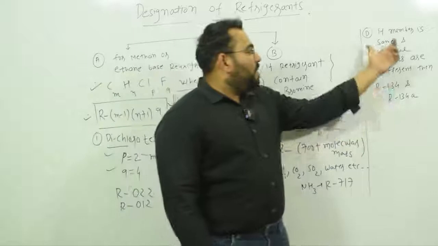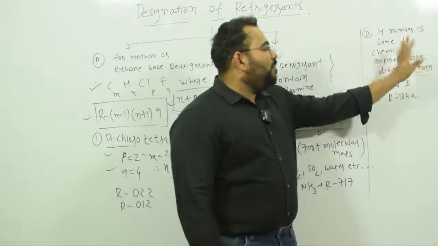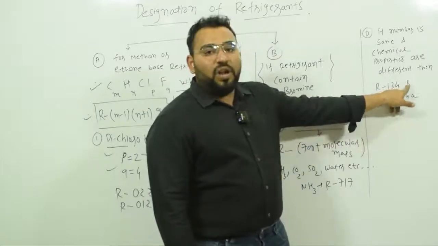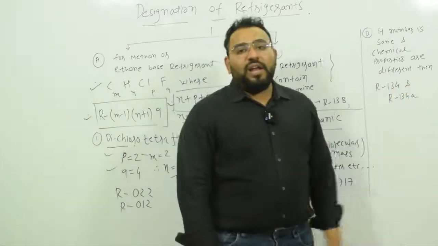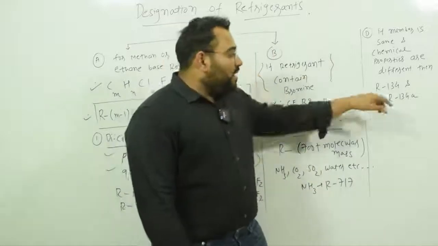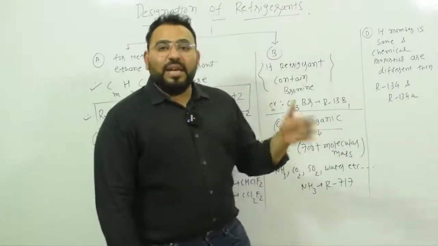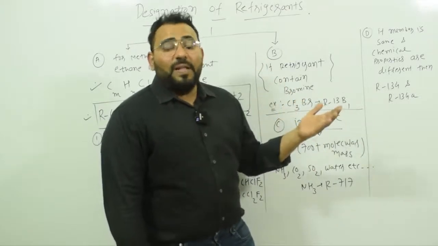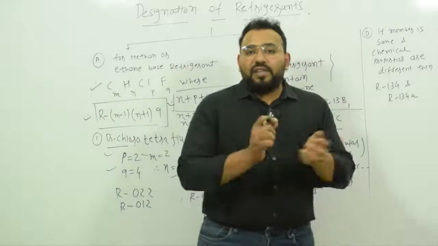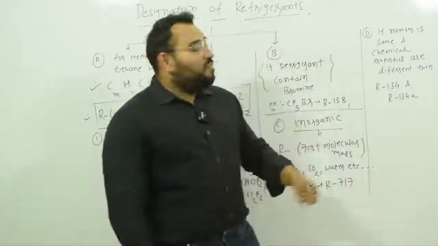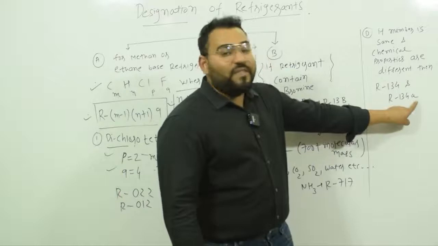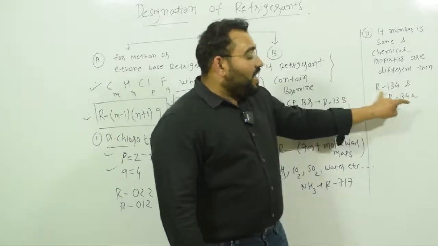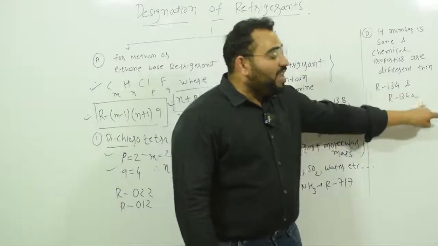And last, part D, if the number is the same and chemical properties are different, then what? Here you can see there are two refrigerants, R134 and R134A. So here you can see the numbering is the same. Numbering is the same means they contain the same chlorine atoms, same hydrogen atoms, same carbon atoms, but their properties are different. So how to differentiate them? To differentiate them, we will just write a suffix. We will just write a suffix like this, A. So that means here R134A. Here R134 and R134A. That means what?